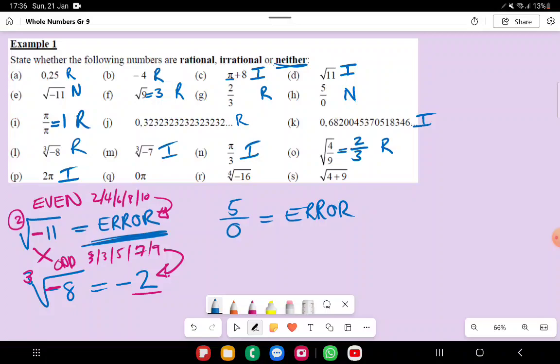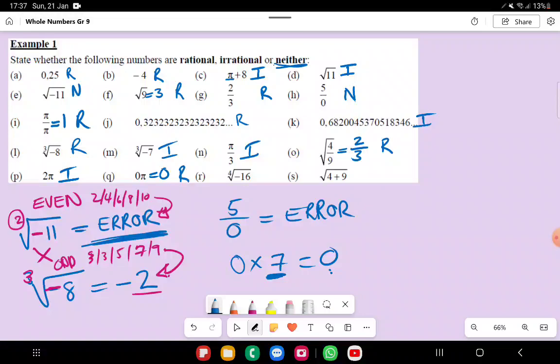0 times pi. 0 is an integer, or it's a whole number. So 0 times pi, 0 times anything. 0 times 7 is equal to 0. It doesn't matter what it's multiplied to, the answer is always 0. So this is equal to 0, which is a rational number, because 0 is an integer and it is a whole number.